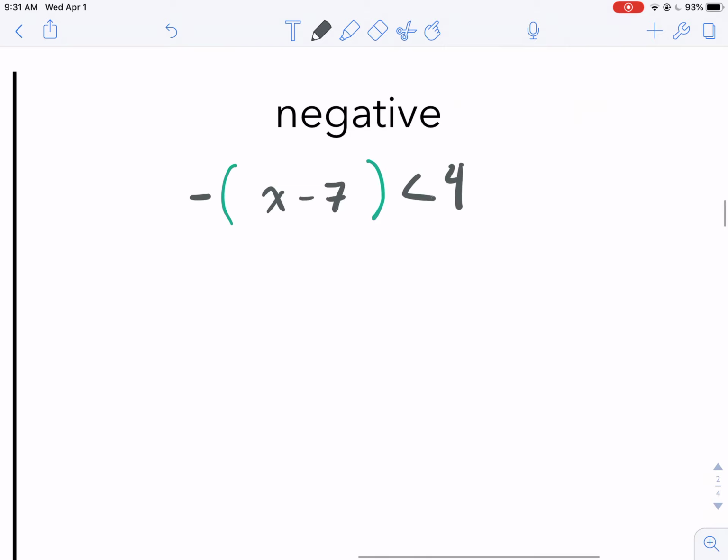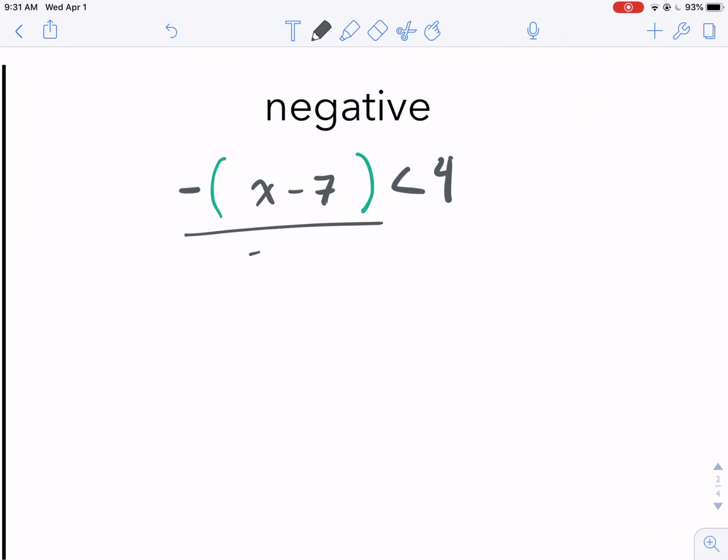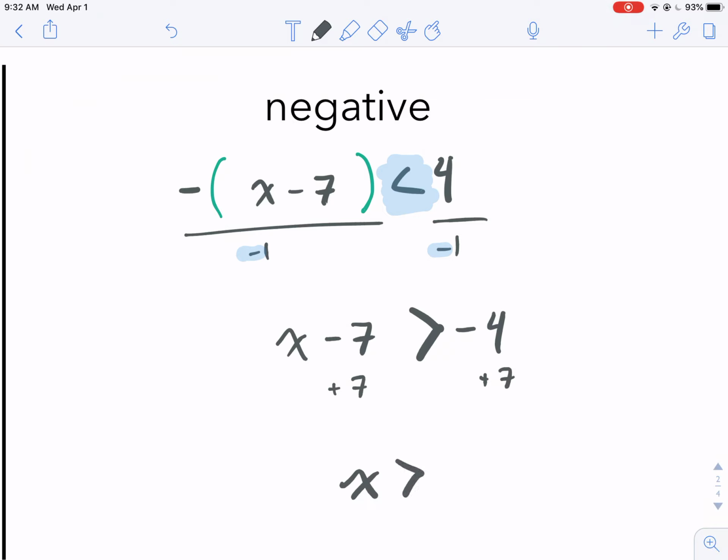On this other side, this negative, well, let's divide by -1 on both sides to get rid of him. Oh, look, we're dividing by a negative number. What happens when we do that? When we divide by a negative number, we remember to flip the inequality symbol. So our less than becomes a greater than. Greater than -4, x minus 7. So we'll add 7 to both sides. We get x is greater than 3.